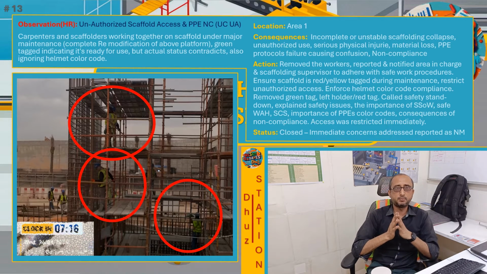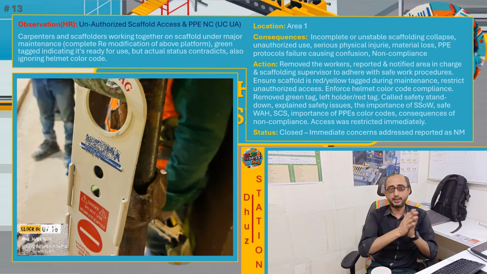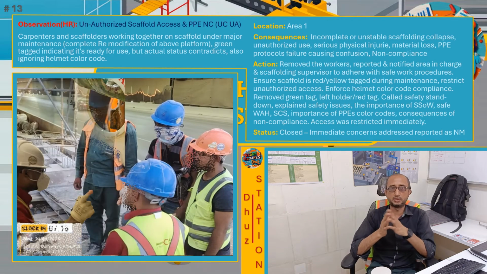Action taken: safety team removed the worker safely, reported the issue, notified the area in charge and scaffolding supervisor to enforce safe work procedures effectively. Ensure that any scaffold under maintenance is appropriately tagged red or yellow as required, and access is restricted to the authorized people only. Also enforce the PPE protocols effectively. At the same time, the safety team removed the green tag and left the scaffold with the red tag, which is the hold tag, and called the safety stand down immediately for all the teams.